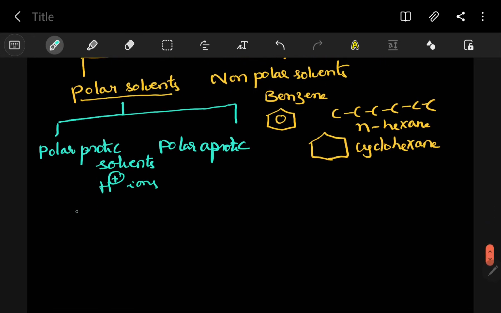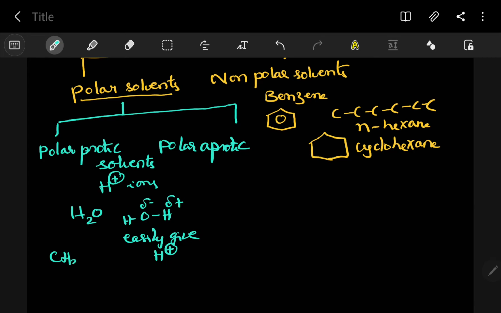In polar protic solvents, take H2O: due to the electronegativity difference between oxygen and hydrogen, they develop partial negative and partial positive charges, so they can easily give H plus ions. One more is CH3COOH. In the case of SN1 reactions, we take H2O. In the case of SN2, polar aprotic solvents.